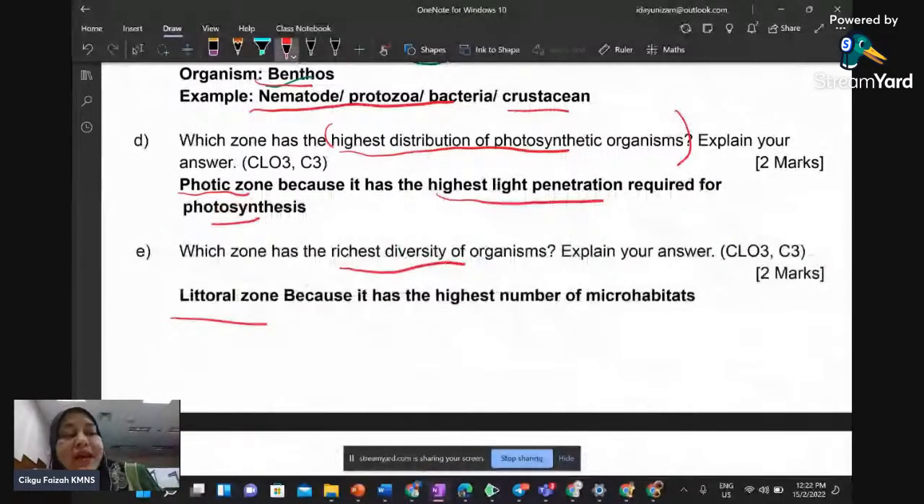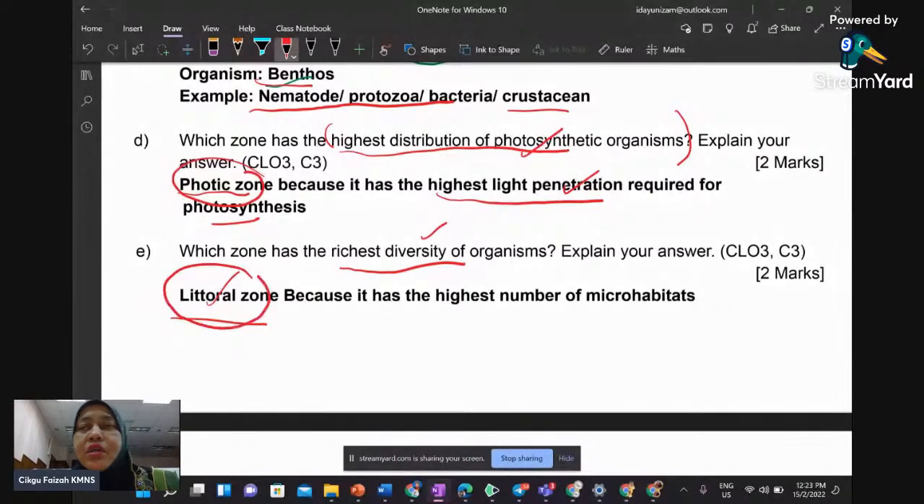Okay, so again cikgu buat apa ni? Recap when answering about the ecosystem, lake ecosystem. Okay, soalan suka tanya about the richest diversity of organisms, which is the littoral zone, and also the highest photosynthetic organisms. Okay, because kat sini is a high light penetration, which is the photic zone. Dua zone ini cikgu harap you all get, please emphasize, it's very important, right? Okay, and quite popular in exam. Okay, so done with question 1.